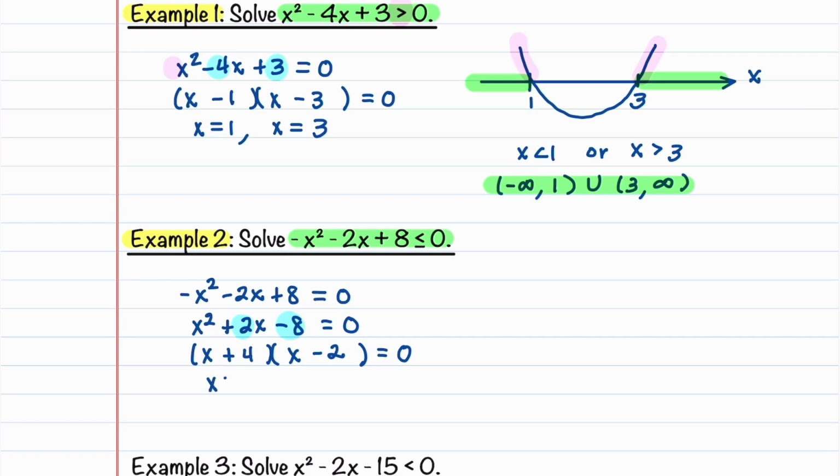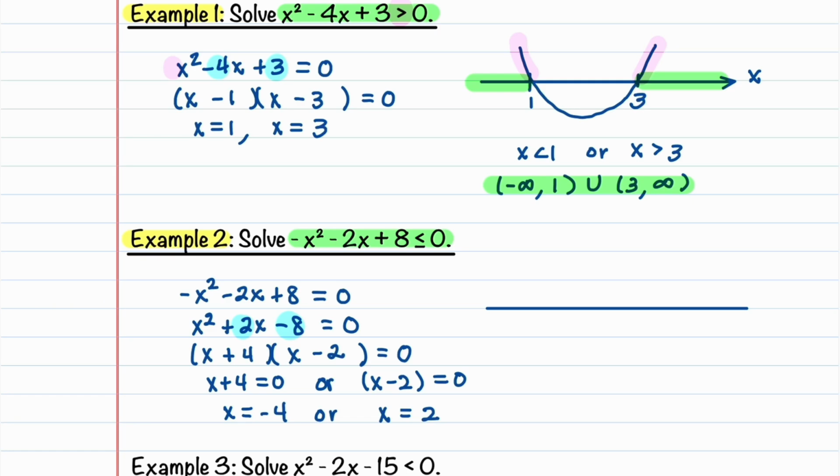We then have x plus 4 is equal to 0, or another solution is x minus 2 is equal to 0. This gives us x is equal to minus 4, or x is equal to 2. Let's now go over here to the right and draw our number line, and then we can sketch our parabola. I'll label this with an x. We'll put our solutions on here. We have a minus 4 and we have a 2.